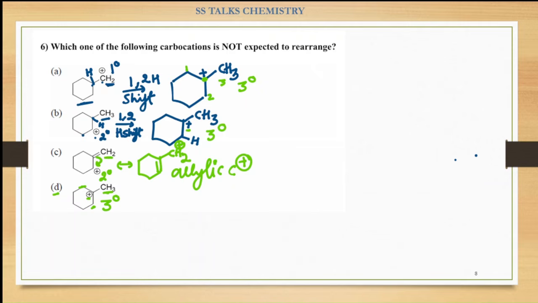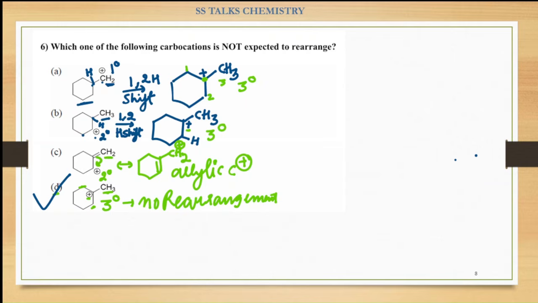That means no rearrangement will be taking place in this. There will be no rearrangement, and this is what we wanted to look upon, no rearrangement. Right? So this is what we wanted. So that means our correct option to this particular question will be D. Okay, so I hope this one is clear to you.